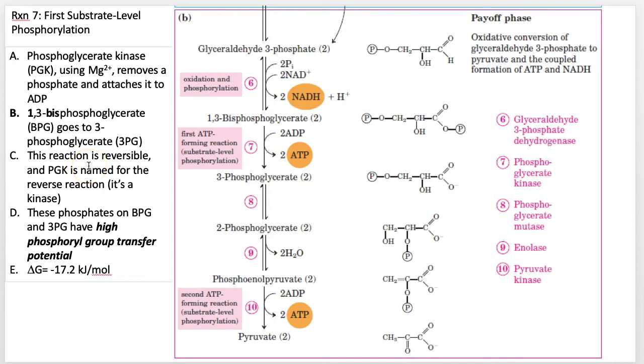Kinases take phosphates and stick them onto molecules. We're kind of doing the opposite. Kinases normally take a phosphate from ATP and stick it onto something, right? So we're going the other direction. We're taking a phosphate from something and sticking it onto ADP and making ATP. But the reversible reaction is a kinase, and that's why it's called phosphoglycerate kinase. These have really high phosphoryl group transfer potential. What does that mean? Well, this is a super endergonic process.